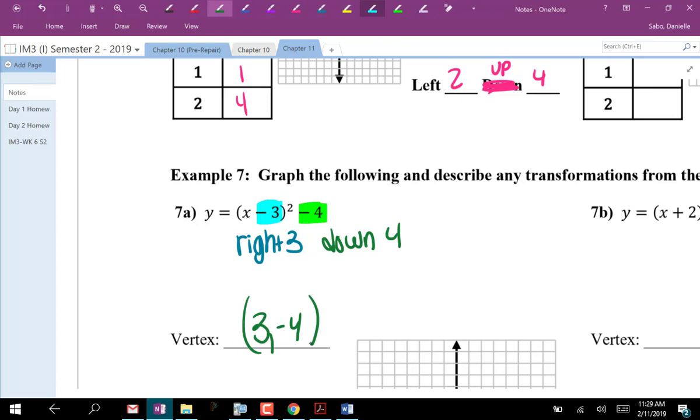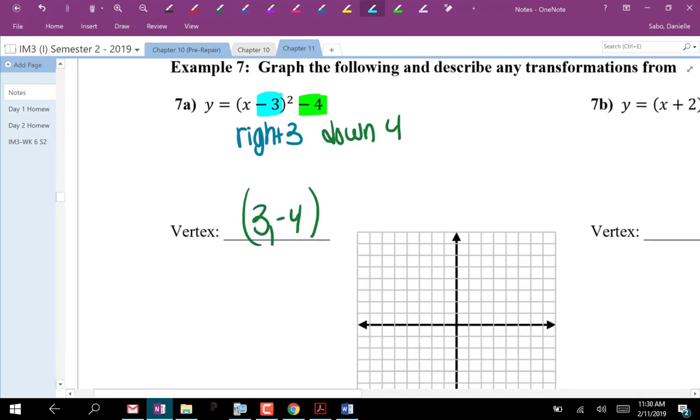The pattern I just taught you, we can use it. Now, when we first learned this in chapter 4, we didn't do it with the pattern. We just went to the graphing calculator, got some points. It took a long time. Once you get used to the pattern, I'm telling you, you're going to fly by. So I'm going to go ahead and plot my vertex. 1, 2, 3, down 1, 2, 3, 4.